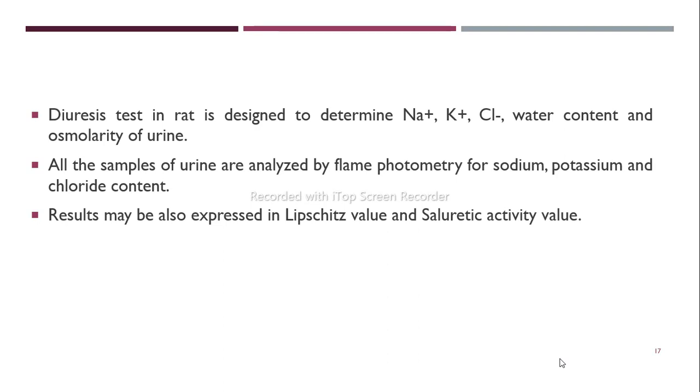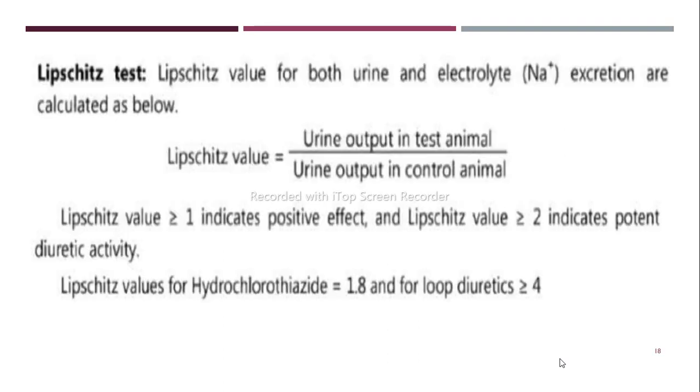Okay, so the results may also be expressed in the Lipschitz value or the saluretic activity value. So what is this Lipschitz value or the saluretic activity value? We are going to see in the next slide. So the Lipschitz value for both urine and electrolyte, that is sodium excretion, is calculated as below. So one formula is given.